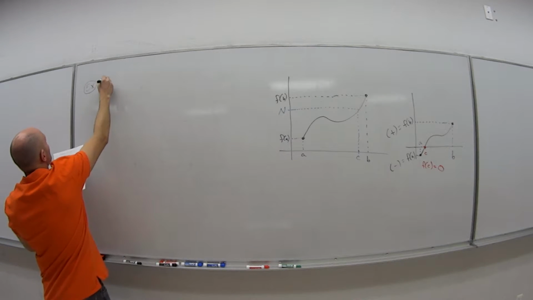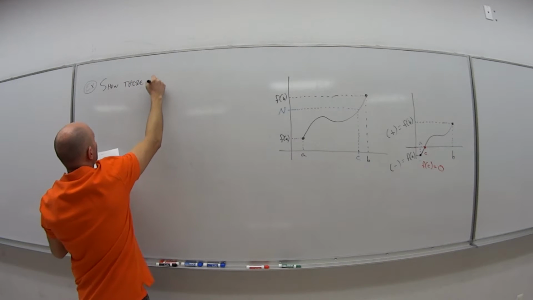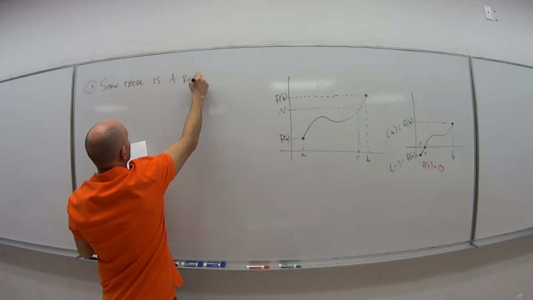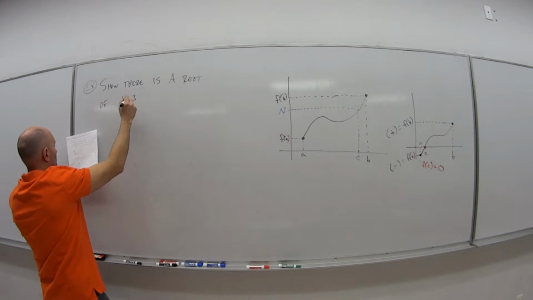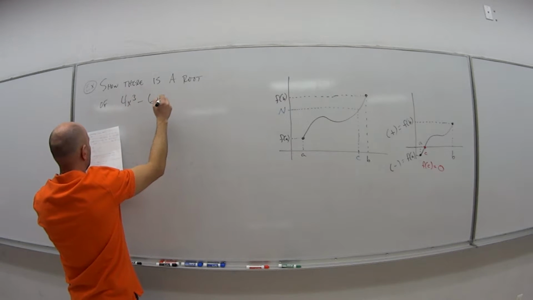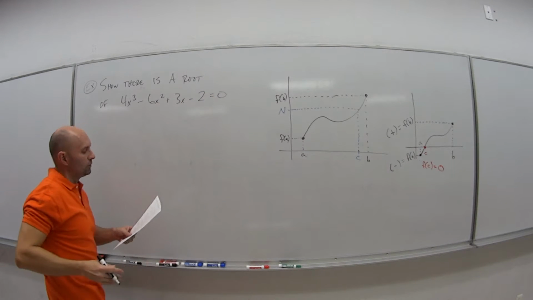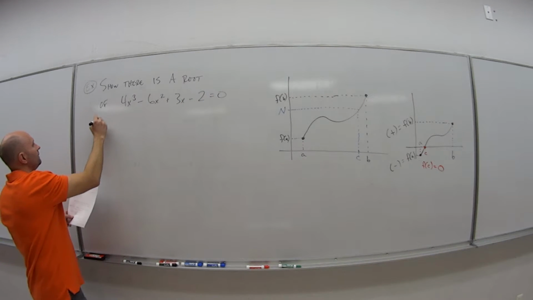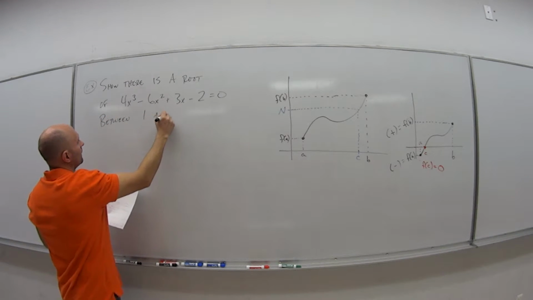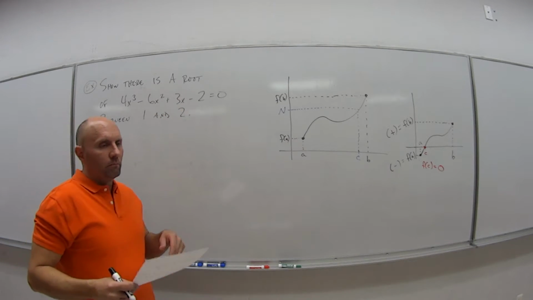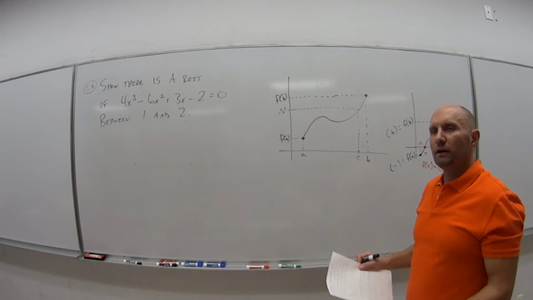So let's say we want to show there is a root of the polynomial 4x to the third minus 6x squared plus 3x minus 2 is equal to 0 between, or within the interval, 1 and 2. I'm not trying to find the value that's a root. I just want to show that there is a root.